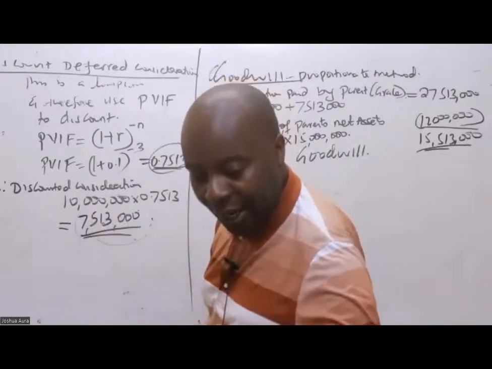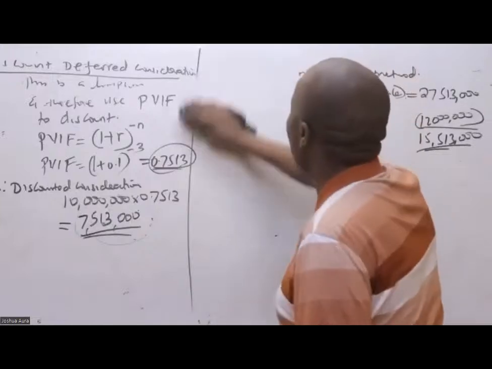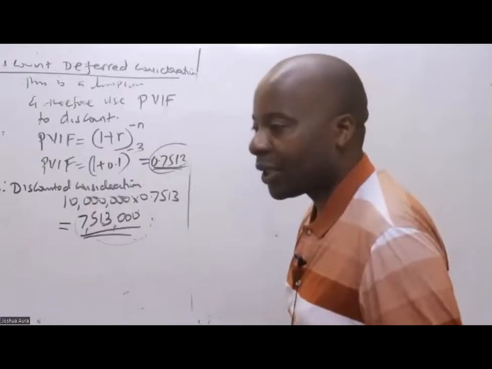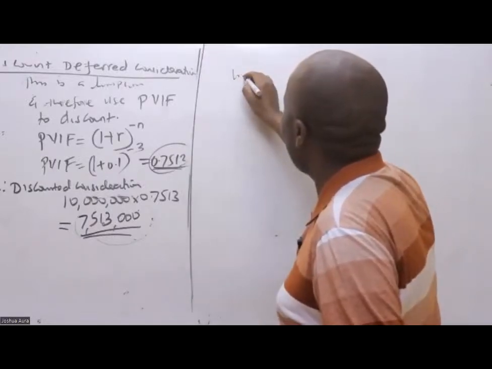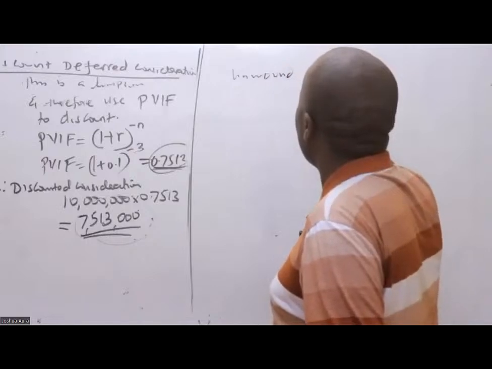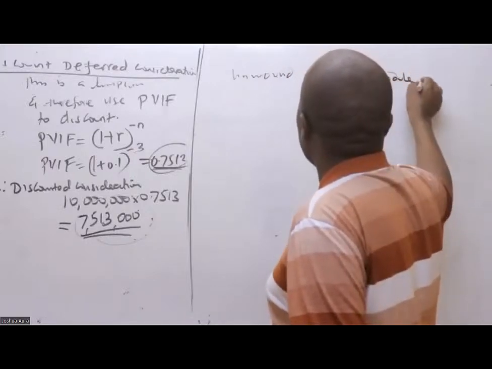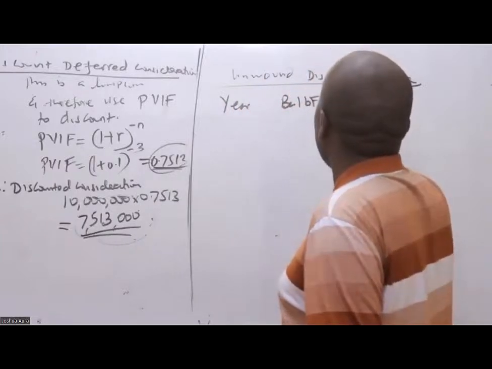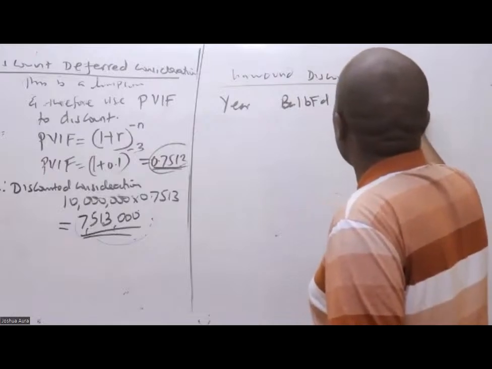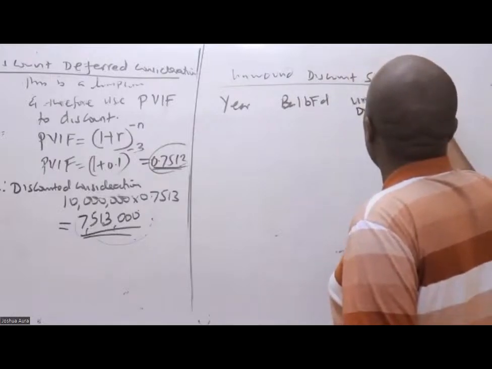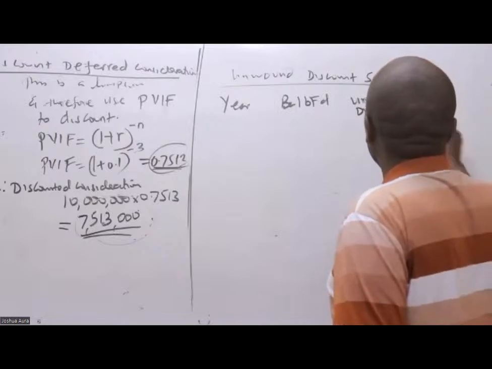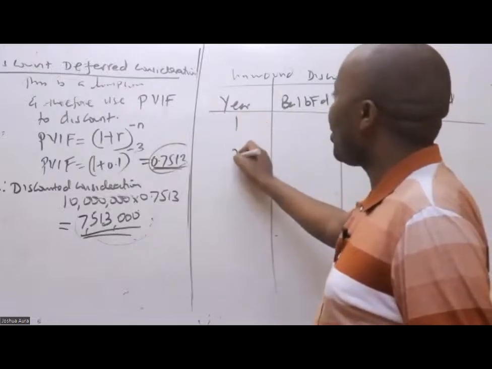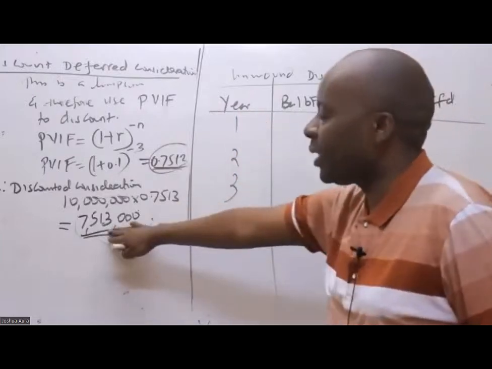So then mention there the unwound discount schedule. It's very easy. So we have here balance brought forward, unwound discounts, and the balance carried forward. We have 3 years, 1, 2, 3. So balance brought forward is this one here, 7513.